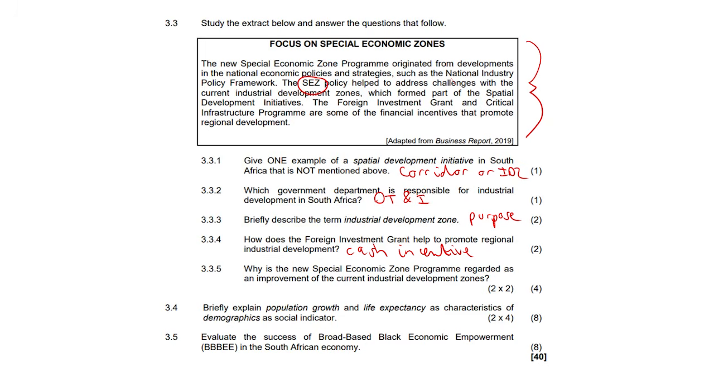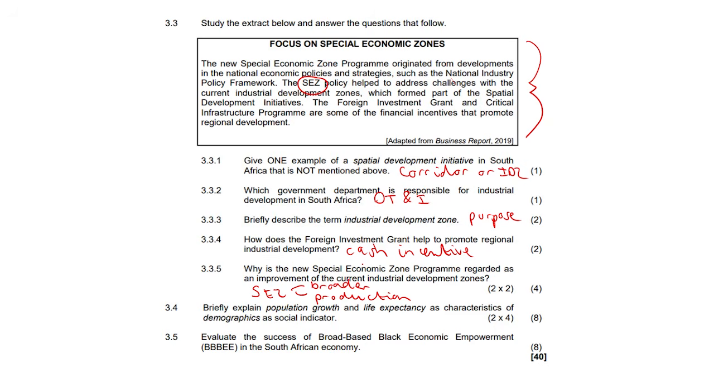3.3.5, why is the new SEZ program regarded as an improvement of the current industrial development zone? Okay, industrial development zone, the IDZ. Well, the SEZ involves a broader range of industrial parks and does not need to be located near a port or an airport. The SEZ also involves production for export and domestic use, whereas the IDZ is focused only on exports. So SEZ, simply put, it's broader and it involves like hardcore production.